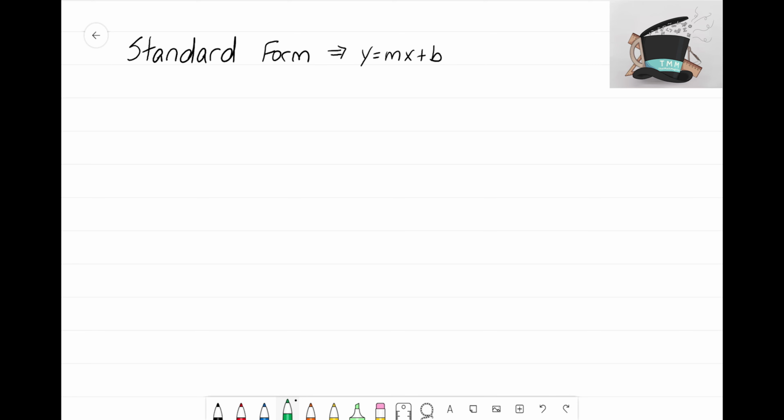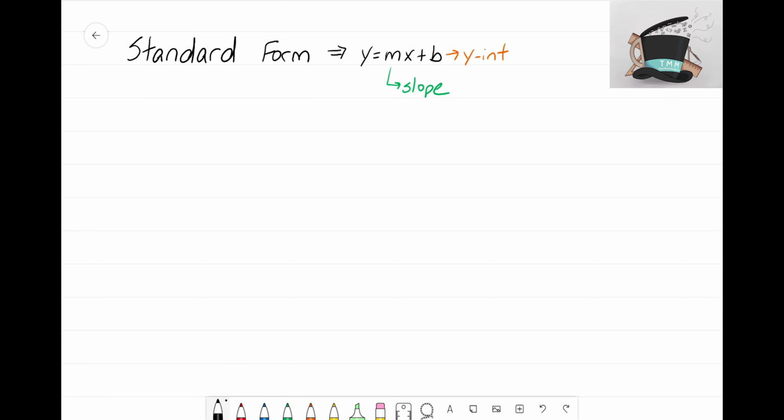Today we're going to talk about how we can take a linear equation from standard form to graphing form, what we call y equals mx plus b. Now we like y equals mx plus b because it's very easy for us to see what the slope of the equation is and what the y-intercept is. And when we have those two pieces, we're then able to graph it very quickly.